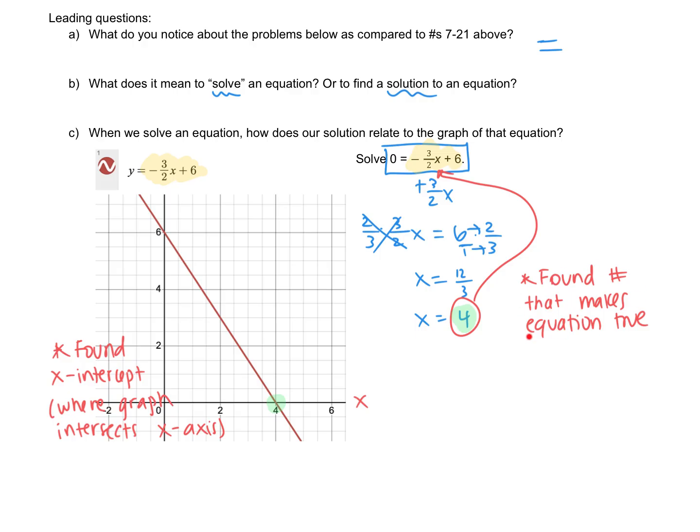So when we say solve, there's 2 things that we're doing, as we can see up here. One thing is we're finding the number that makes the equation true. But what we're also doing is we're finding the x-intercept. So anytime you see solve, you should know it means 2 things. That number makes our equation true, but it also, if we were to graph, is where our graph crosses the x-axis.